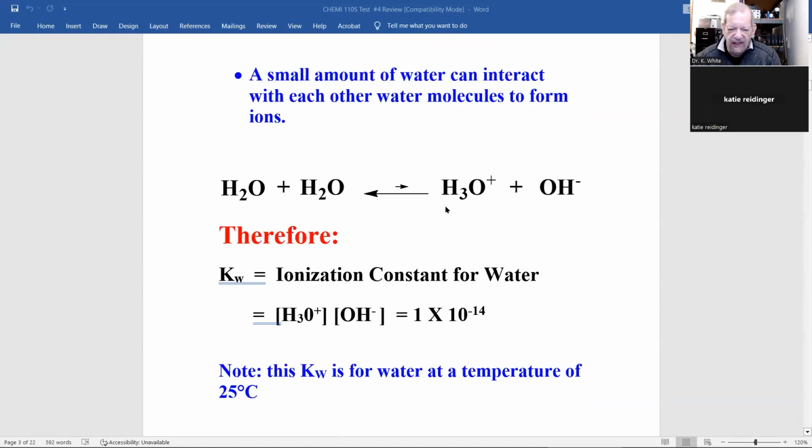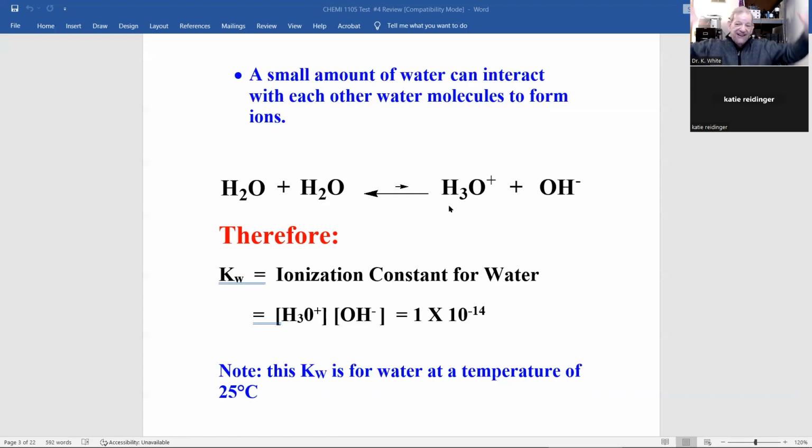And because it's an equilibrium, and unfortunately, we don't teach equilibrium in 1105. I teach it when I teach 1211, but that's a different course. We have what's known as an ionization constant. This is always the same number. For the dissociation of water, K is for constant, W for water. Actually, it's named after me, Kw, Dr. Kenneth White, I wish. But it was named long before I was born.